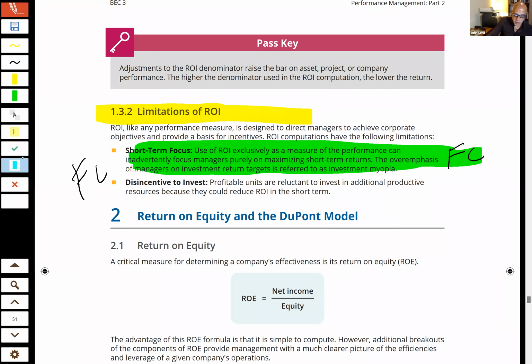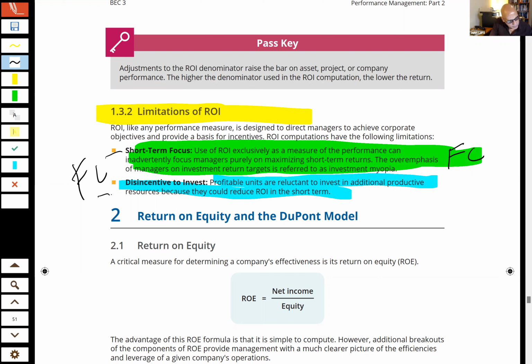Disincentive to invest is another limitation. If I go ahead and invest, I'm going to increase that denominator. That's going to draw that percentage down. So I don't want to invest, particularly near the end of the year. And so that might cause a manager to really drift away from a potentially good investment because they're worried about ROI.